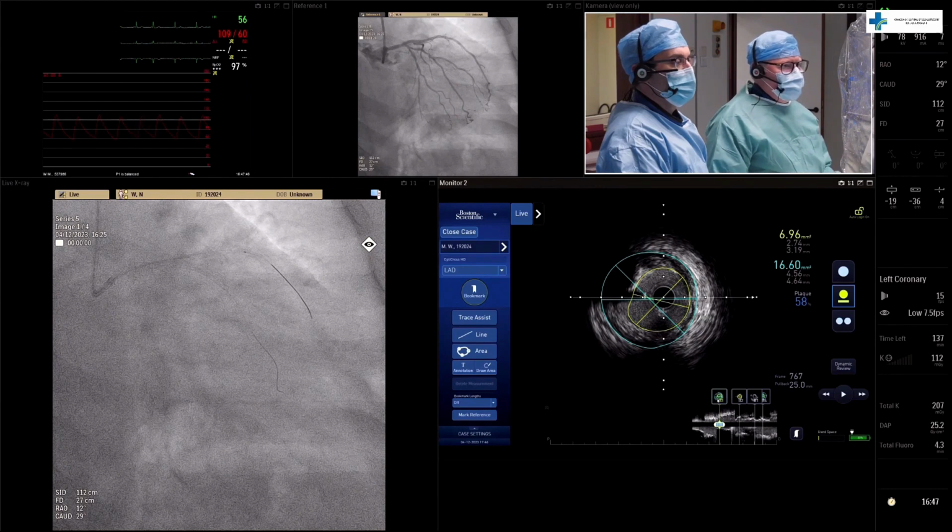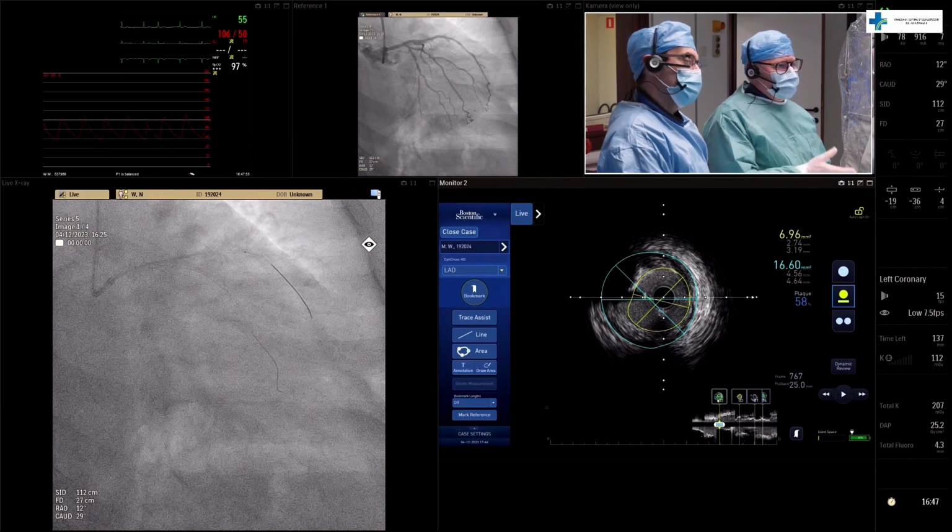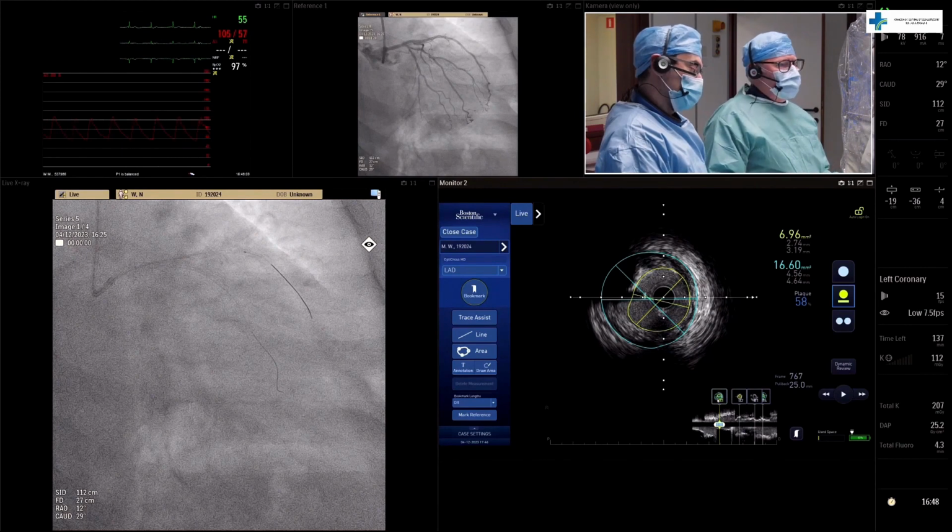But before we go for stent implantation, our decision is to do it provisionally. So stenting from LAD to ostium of the left main with some overlap in the proximal LAD, and then POT with a 4.5 non-compliant balloon.